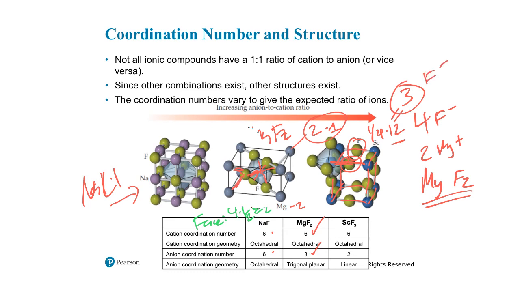That's the F minuses. And then we have scandiums on the corners. And so that's 1/8 times 8 corners for 1. So that's 1 scandium 3 plus, 3 F minuses. So we get the right ratio, ScF3, so we get the right empirical formula out.